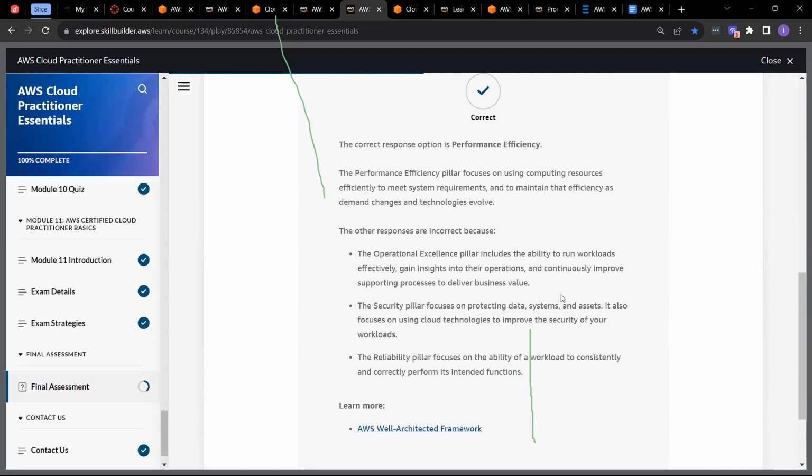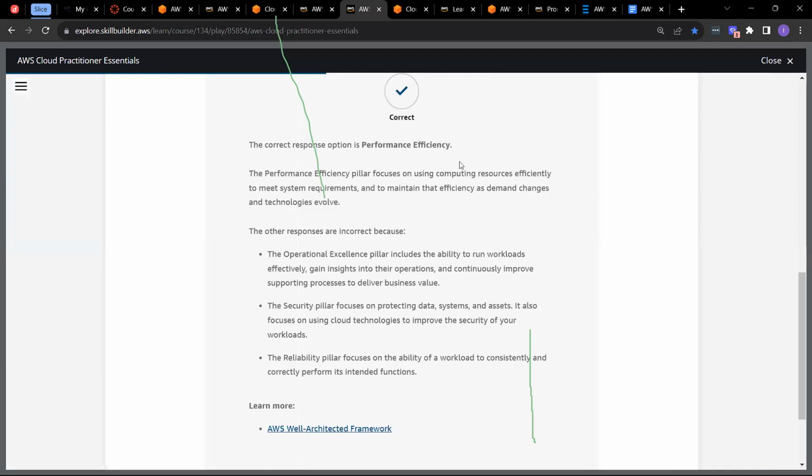So let's read them. The operational excellence pillar includes the ability to run workloads effectively, gain insights into their operations, and continuously improve supporting processes to deliver business value. So the keyword I read from that Module 9 is that once I see deliver business value from learning from the past, then it's operational excellence. Operational excellence is just learning from your past mistakes and using it to develop a better delivery for your business.